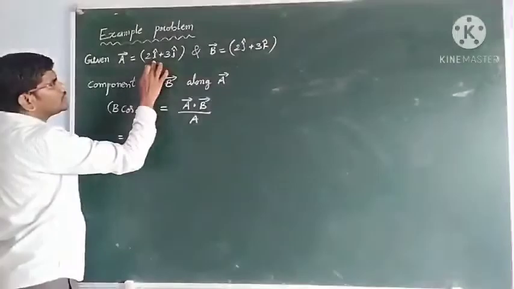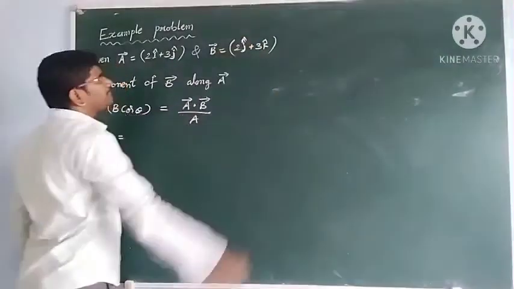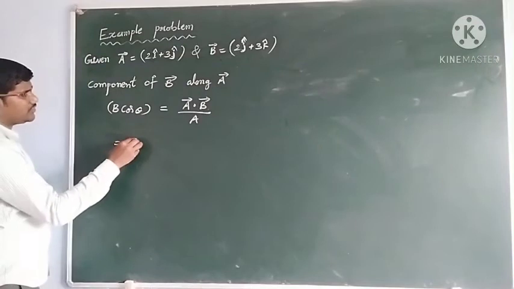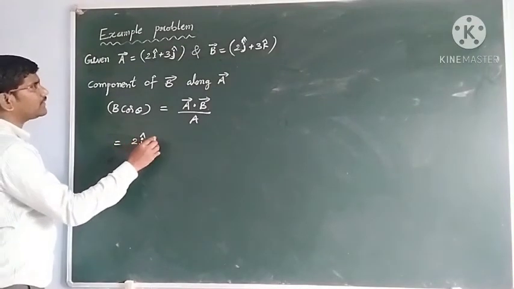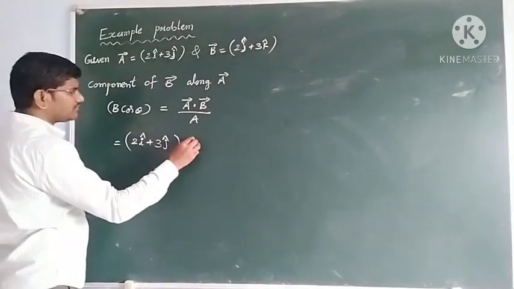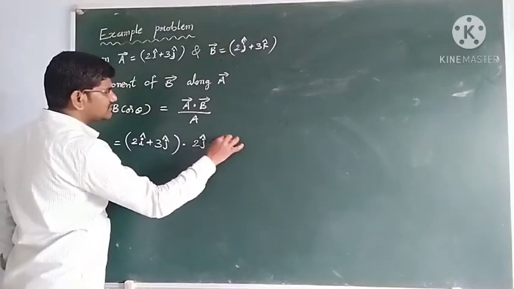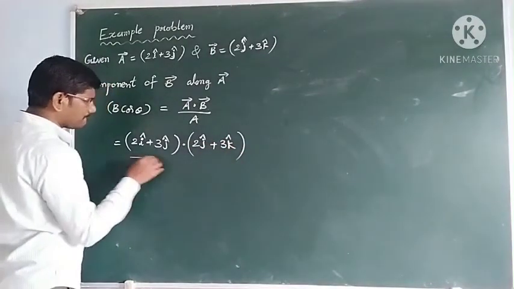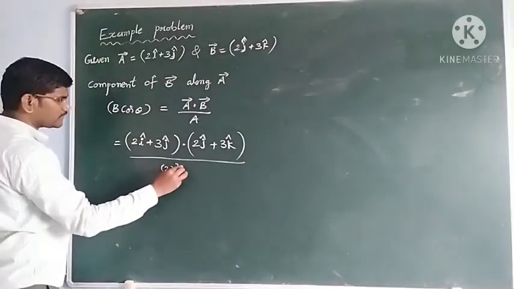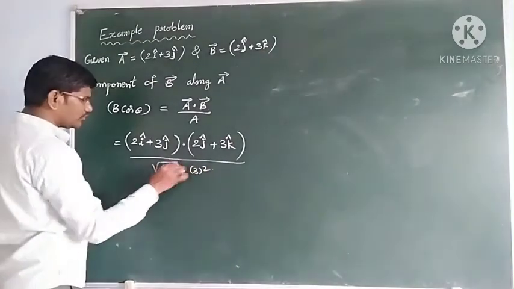So dot product you are doing, this is 3j cap, this is 2j cap. So a dot b means, what is that you have? You have your 2i cap plus 3j cap, and dot product with that 2j cap plus 3k cap, by magnitude of a, means put our i coefficient square, 2 square, plus j coefficient square, 3 square, whole root.